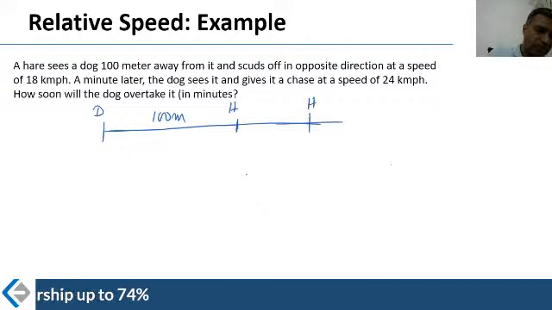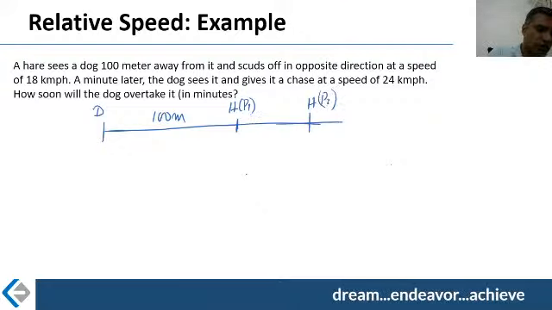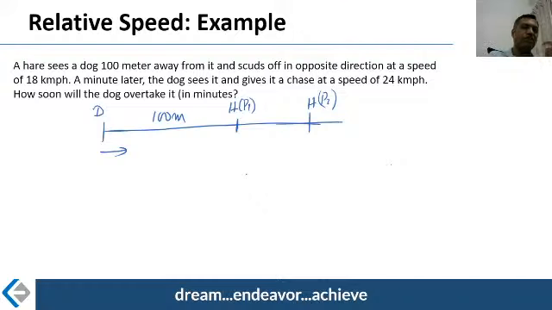After 1 minute, this is the first position of the hare, position 1. This is position 2. That is when the dog sees it and gives a chase.